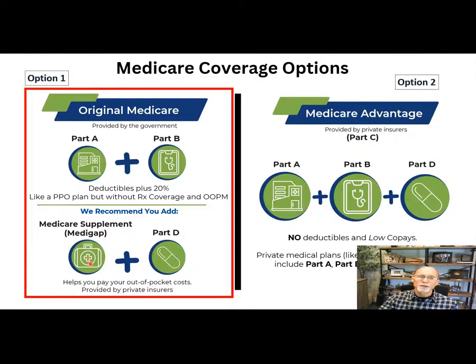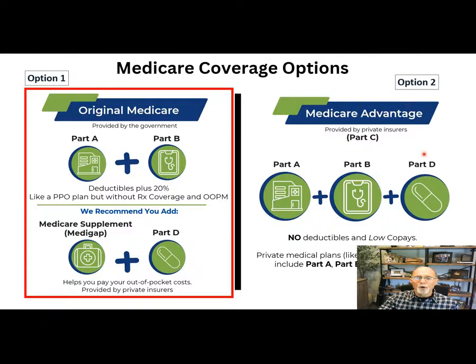The only cost you're going to have if you go with this option one is the Part B deductible, which is $283 for 2026. So once you pay through that at the beginning of the year, then everything else is covered. Okay.